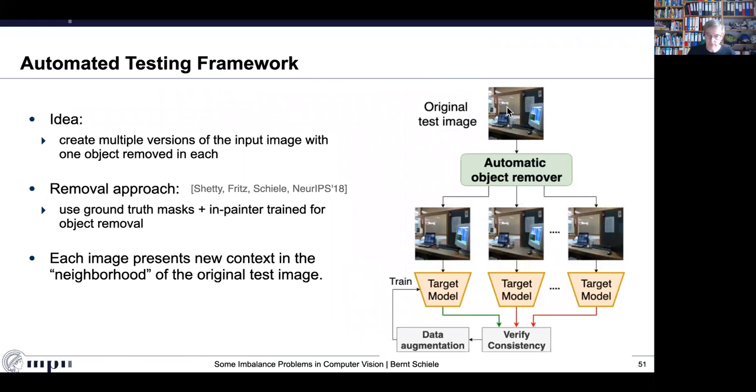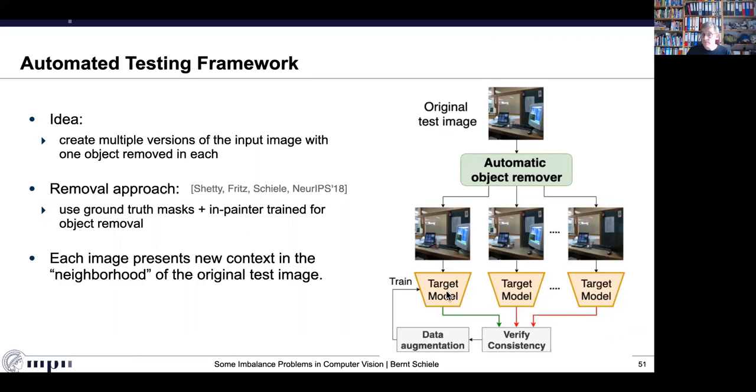We take the original test image, right? We automatically remove individual objects, just saying, okay, I want to remove the dog. I don't have any bounding boxes, I just say where I want to have the dog removed. And then I have this image here. In that particular case, the keyboard is removed here, the monitor is removed here, and the mouse is removed here, right? So I have three different versions of the original image, in each of which one object is removed.